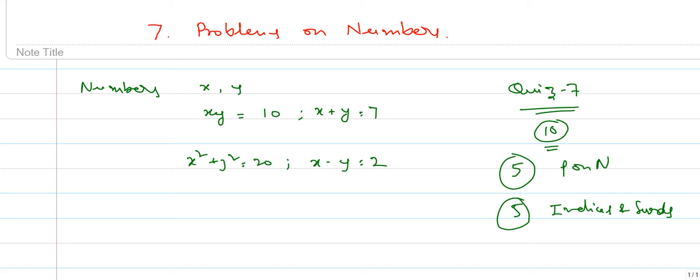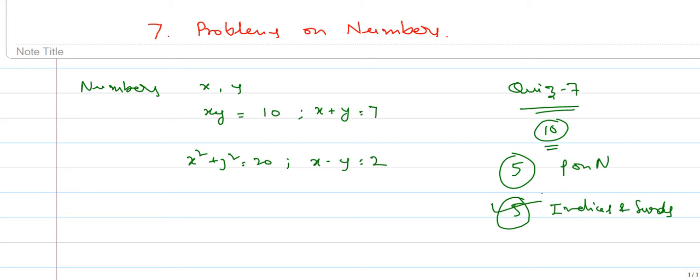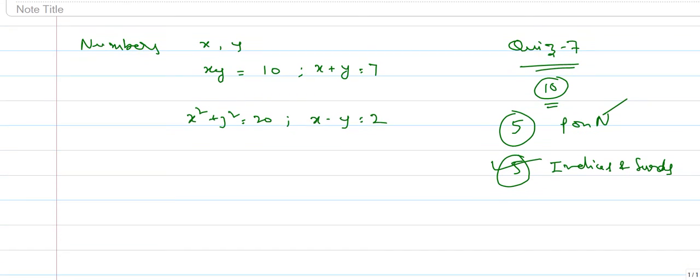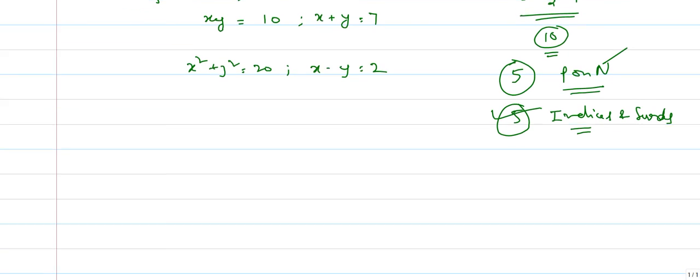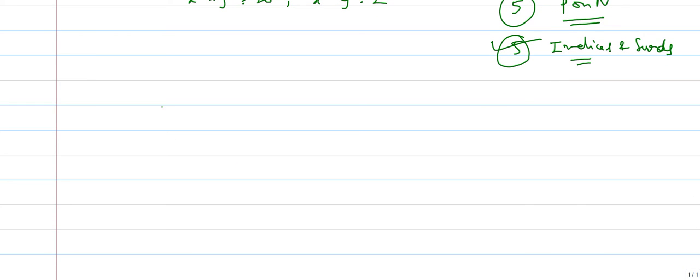This topic is also a very easy topic, but somewhat important, and we need to discuss it in a very brief manner. In this video I would like to complete that part also. So let me go ahead with indices and surds. Quiz 7 contains 10 questions. Out of 10, 5 questions are from problems on numbers and 5 questions are from indices and surds.